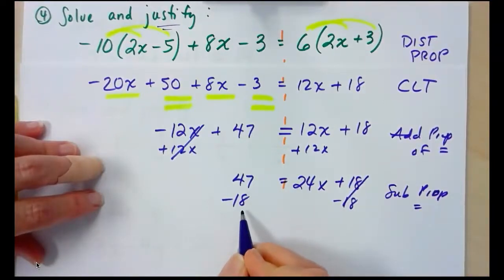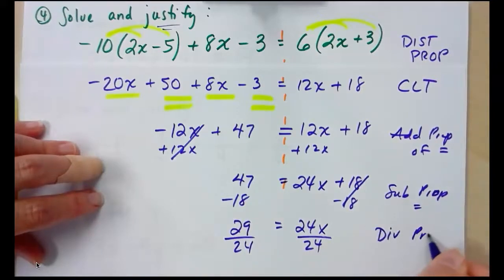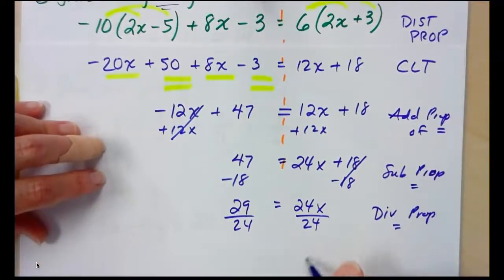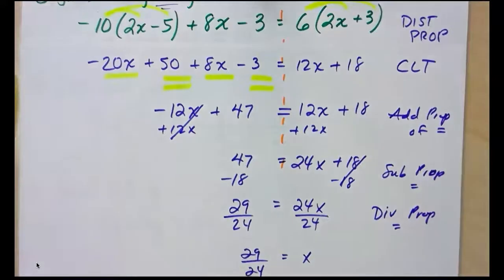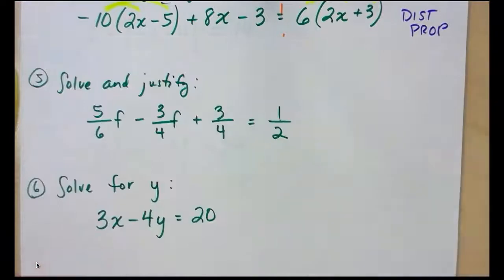47 minus 18, I believe, is 29. So 29 equals 24x, divide by 24, divide by 24, division property of equality. And we find that x is 29/24. Just leave it as an improper fraction. It's just fine. Next, another solve and justify.